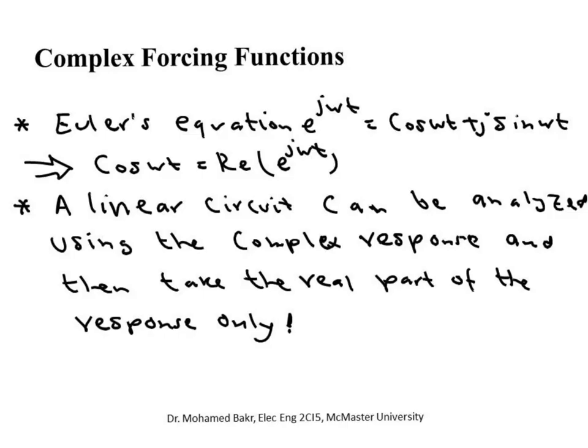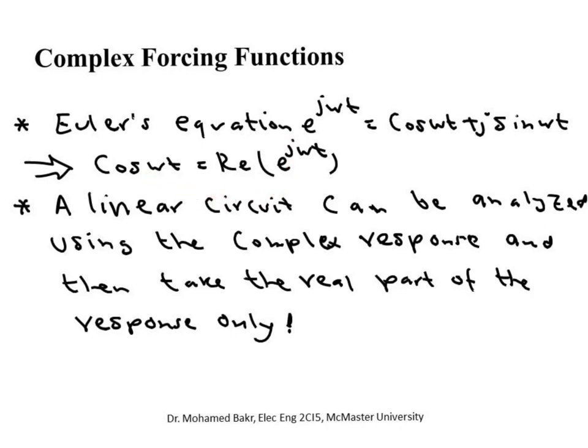The last thing I would like to mention in this lecture is the concept of complex forcing functions. We are used to using a waveform or source of value cosine omega t. It has a sinusoidal waveform, cosine or sine. But there is something called the Euler equation, which says that e to the j omega t is cosine omega t plus j sine omega t. So the basic idea here is to use a complex excitation as e to the j omega t, and after you have done the analysis, take the real part. And this real part will give you a response.